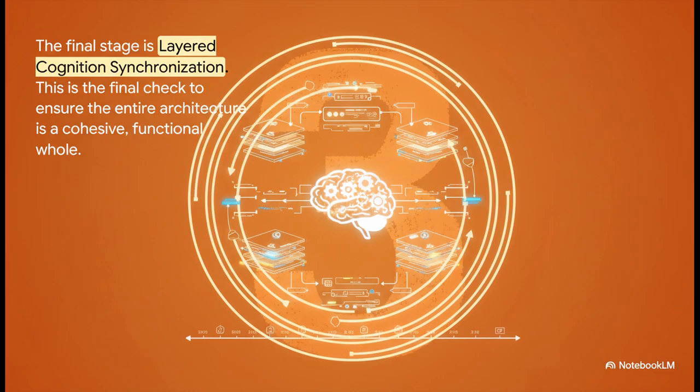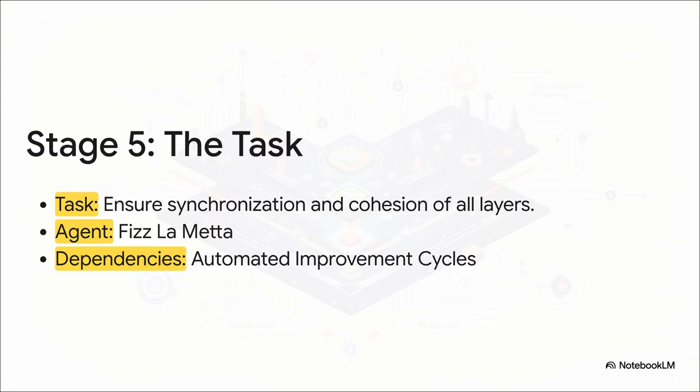This is that last critical check to make sure the entire thing isn't just a collection of parts, but a truly cohesive, functional whole. And as you can see, our conceptual architect, phys-la-meta, is overseeing this final task. It's all about ensuring every single layer is in sync. Now, this stage depends on those automated improvement cycles we just talked about. Why? Well, it's because the system needs to be able to correct itself and make adjustments on the fly to maintain that harmony. This is what ensures the final product is not just stable, but truly intelligent.